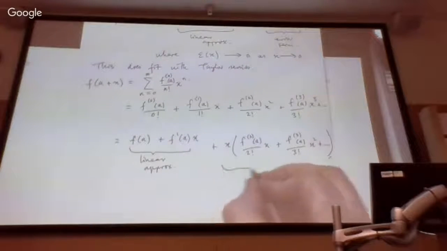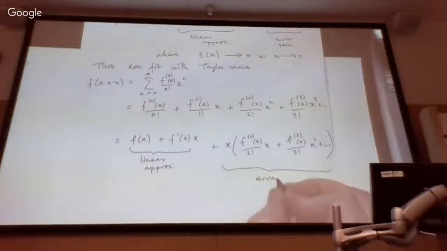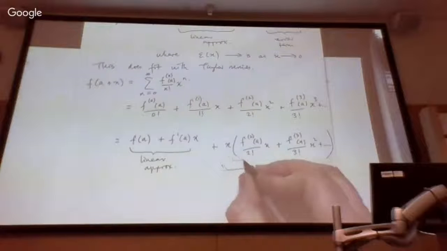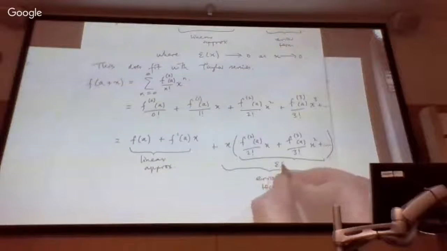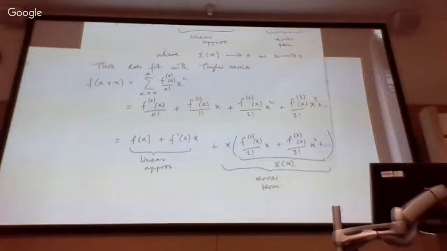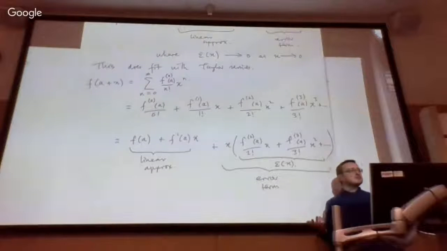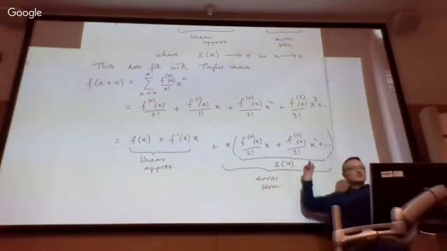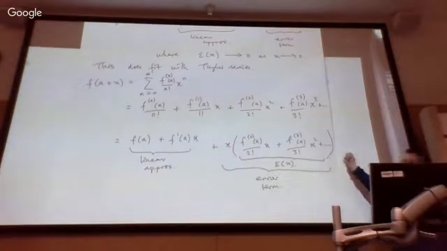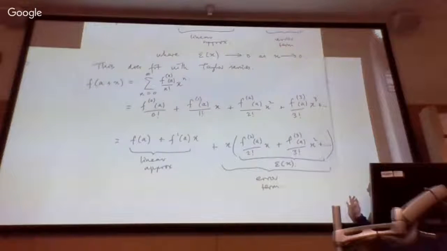So this is our error term here, all of this. And this bracket will be the function epsilon of x. And what's the behavior of epsilon x as x approaches 0? Well, each term is approaching 0. It is an infinite series, so you'd have to worry about what it's doing as an infinite series, but you could build an argument based on the ratio test, I think, to prove the convergence of that.